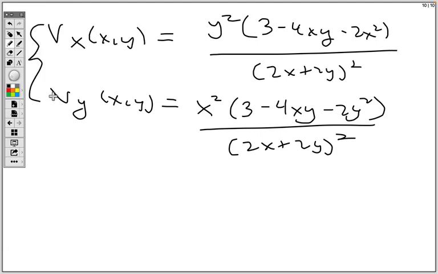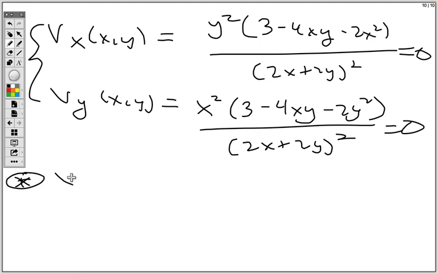So we're looking for the critical points. We're looking where the partials are either both 0 or where one of the partials doesn't exist. As we mentioned before, since x and y are representing dimensions here, we're not going to have a box if x and y are both 0. So we don't really have to worry about the denominator being 0. So we're going to look at the numerators being 0. So here we go. We've got this going on.